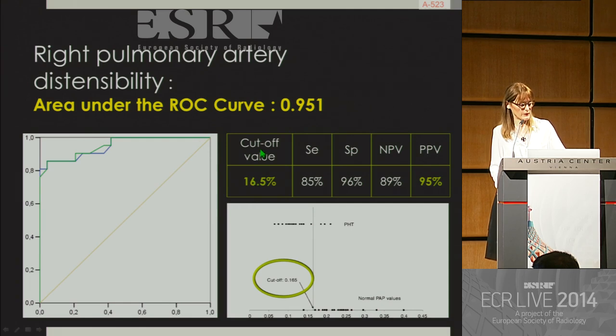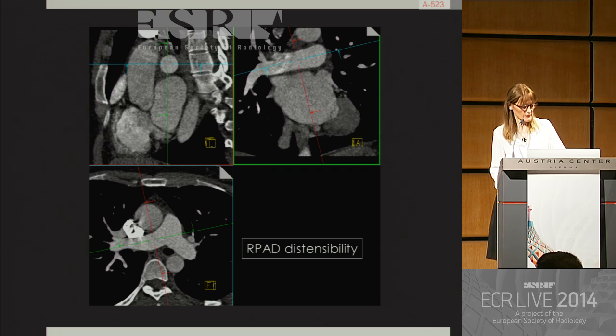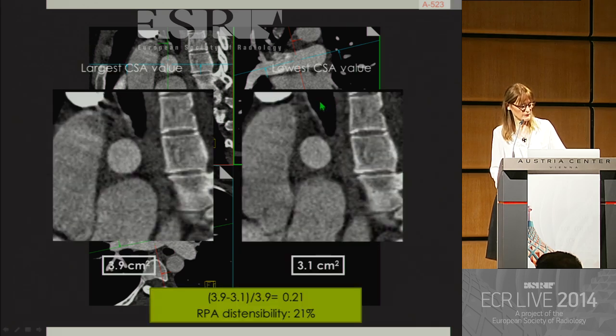And we found that with a cutoff value of 16.5%, the positive predictive value was 95% for the presence of pulmonary hypertension on right heart catheterization. This is how we evaluate the distensibility. We need to have two oblique reformation to have a true cross-sectional area, and we need to circle manually this cross-sectional area at different times of the cardiac cycle.